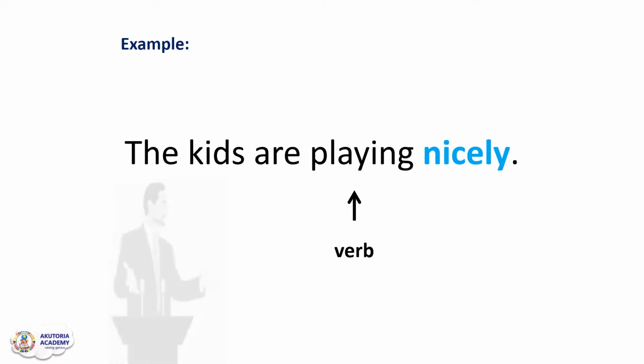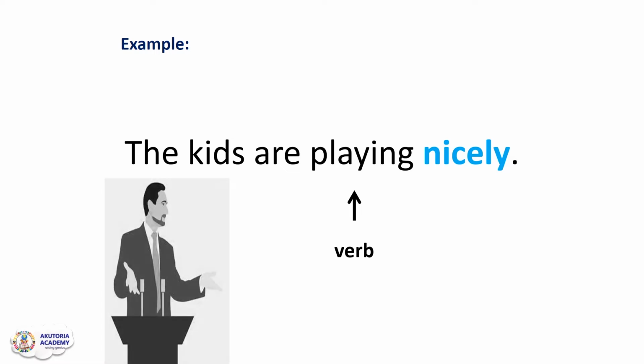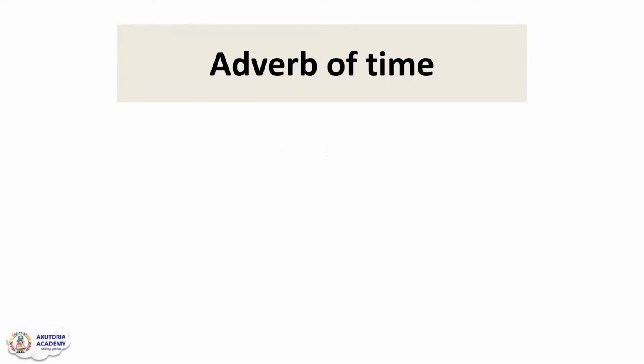Now let's look for the adverb. Let's ask this question. How are the kids playing? They are playing nicely. So nicely is the adverb because it is telling us how the action is happening. Okay? So adverb of manner tells us how. When you see a descriptive word that is telling us how the action happened in a sentence, that word is an adverb.